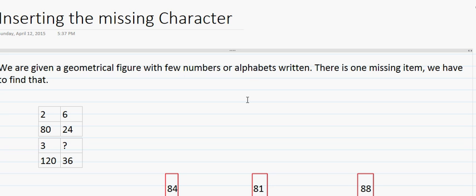Hello friends, and I welcome you to this session of our paper 2. In this we are doing one of the topics from which you would find one or two questions each year: inserting the missing numbers or missing characters. This is supposedly an important topic, but I would say this is a very dicey topic, because there is no fixed rule as such.